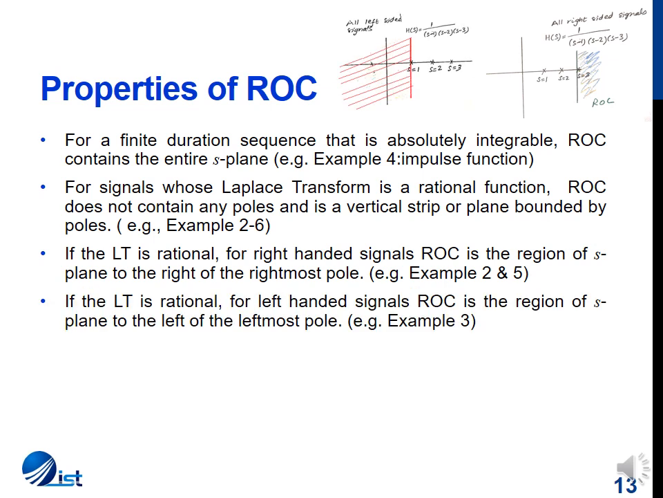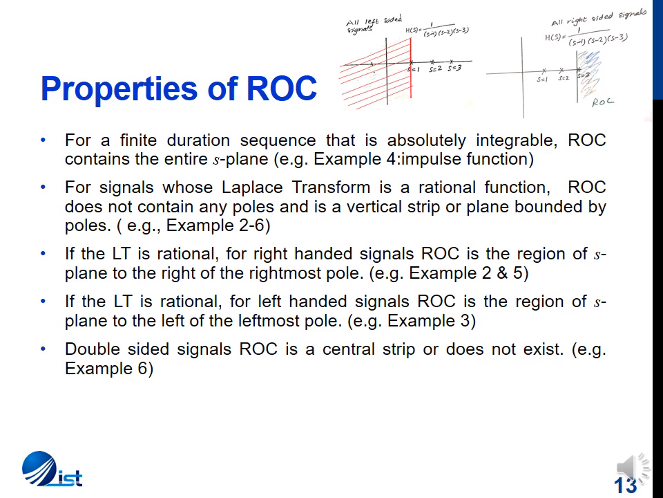Similarly, if the Laplace transform is rational for left-hand sided signals, the ROC is to the left of the leftmost pole. We saw it in example 3, where we had a function multiplied by u of minus t, and we saw that the ROC of the Laplace transform was less than the pole value, or towards the left of the pole. Similarly, for a sum of left-hand sided sequences, the ROC would be on the left of the leftmost pole.